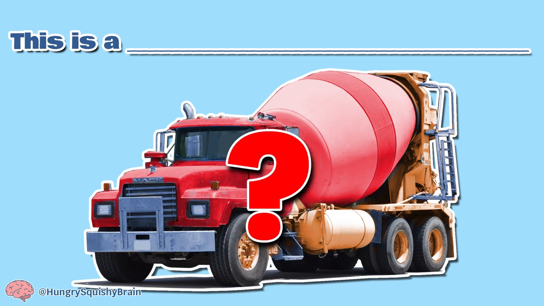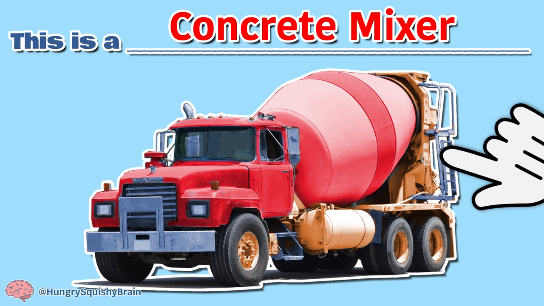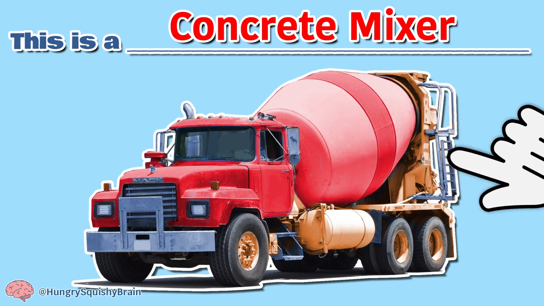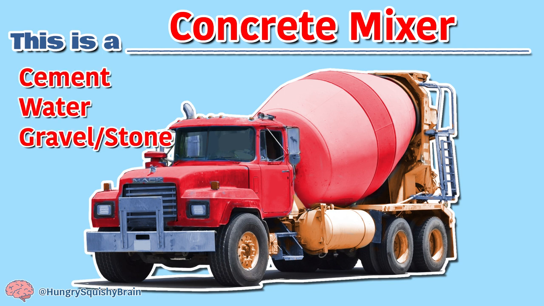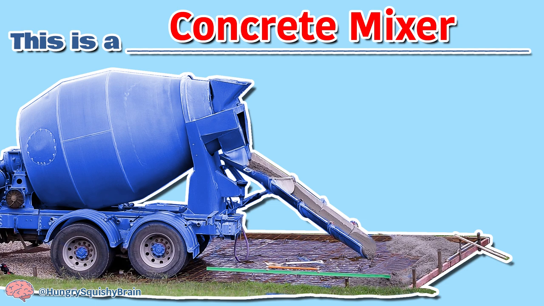What is this? This is a concrete mixer. This back part is called a drum, and it rotates around and around, which then mixes the ingredients inside, which are made up of cement, water and gravel or small stones, so therefore, cement is a component of concrete, and the final mixture is called concrete. And here is concrete being poured out onto the ground to make a foundation.